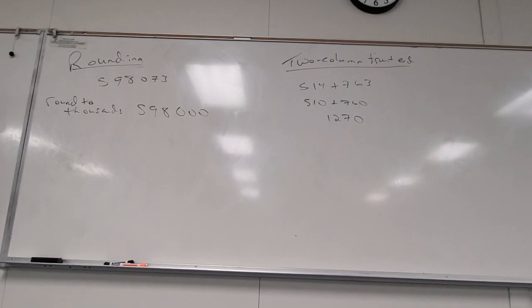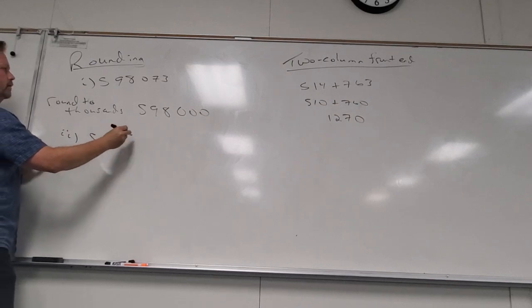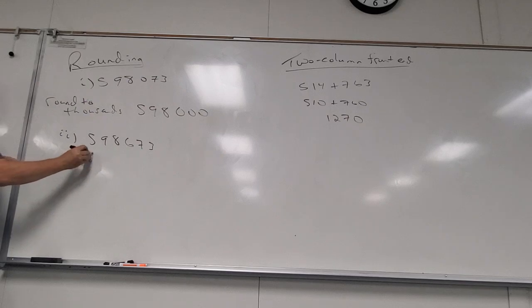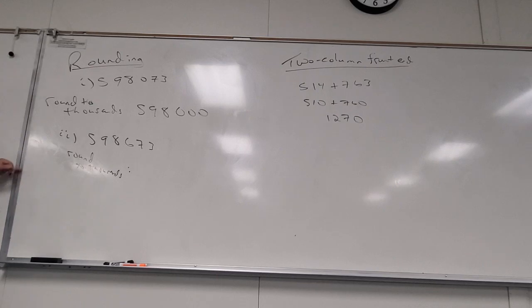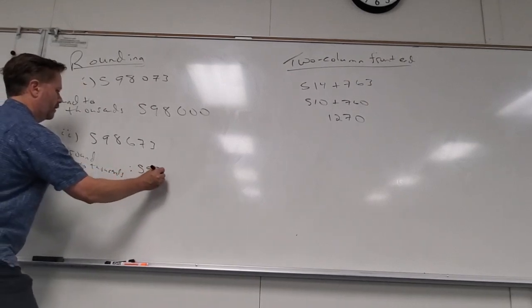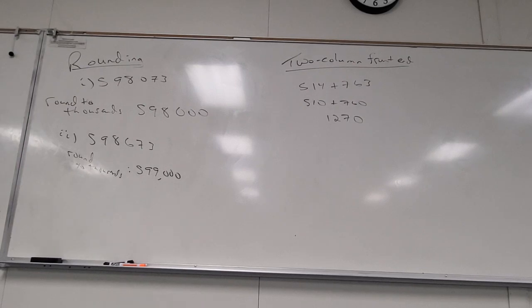Okay, I like it. So if it would have instead been 598,673, what would the rounding to the thousands be? Yeah, 599,000. Okay, good. And I know a lot of you guys are like, yeah, this is simple stuff, but I just want to make sure everyone's on the same page. So basically, if the next number is 5 or more, then I round it up, right?